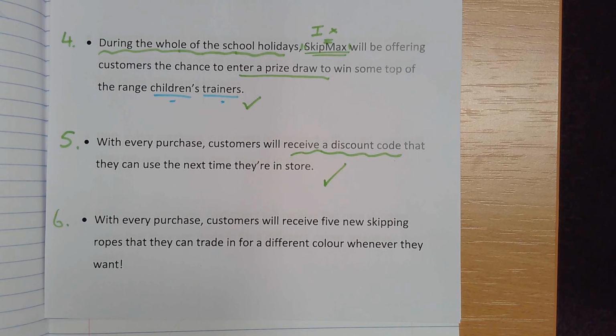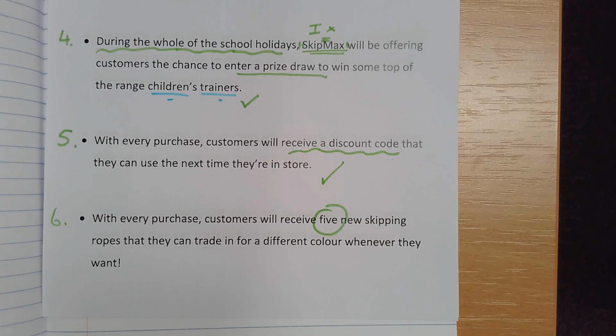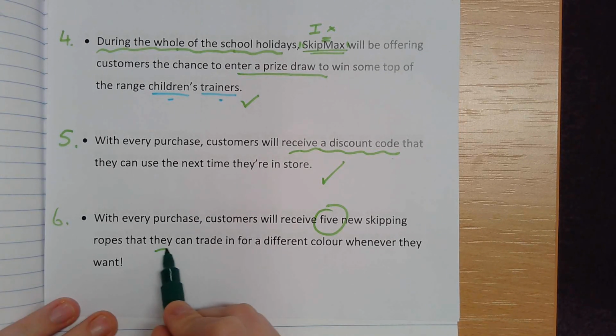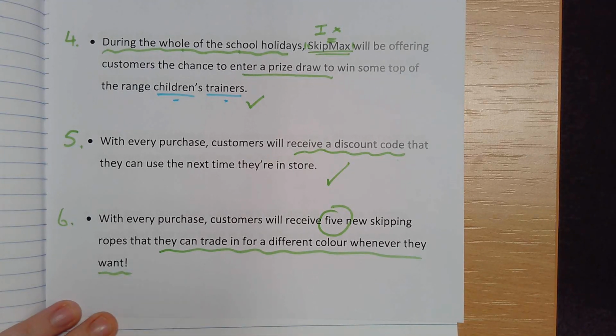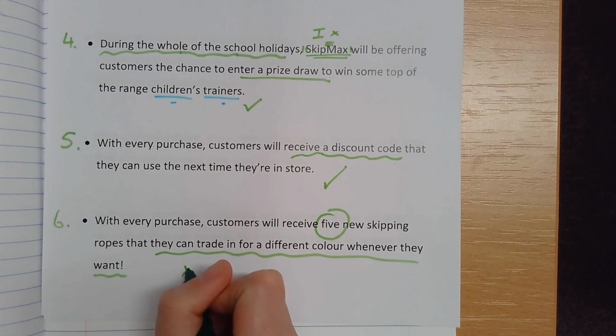Yes, you're right. Most customers won't want more than 1 skipping rope. The fact that 5 are included just seems like a bit of a nuisance, to be honest. 5 skipping ropes around the house is a hazard more than anything else. You would probably end up tripping over them. And this, they can trade in for a different colour whenever they want, sounds like more hassle than it's worth. So whilst it makes sense, it isn't going to work.